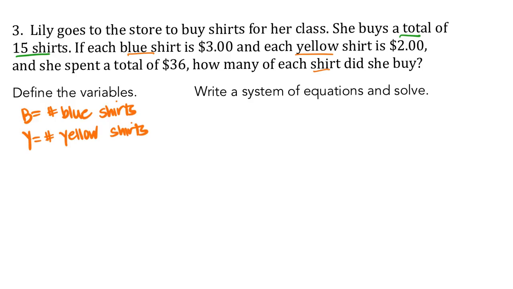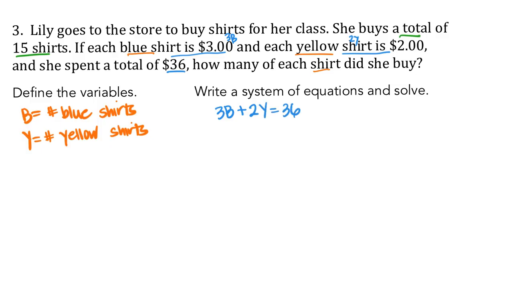Okay, each blue shirt is $3. So this is something with $3 per blue shirt. Each yellow shirt costs $2. And she spent $36. So let me do in a money equation. Okay, it's $3 for blue shirts, $2 for yellow shirts, and she spent $36.